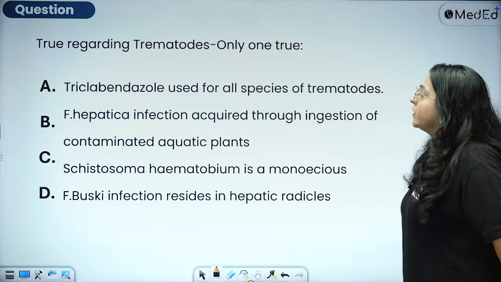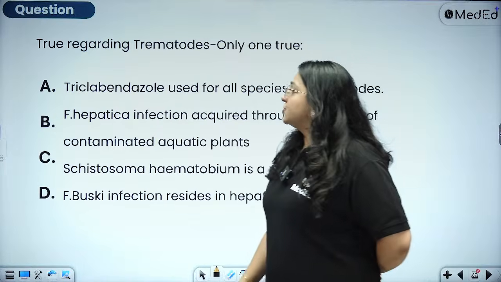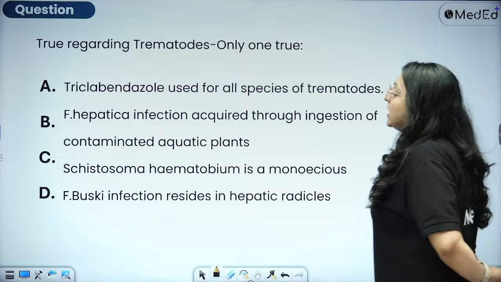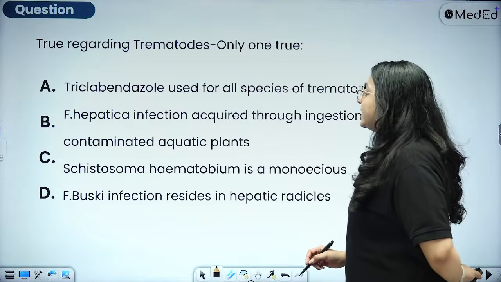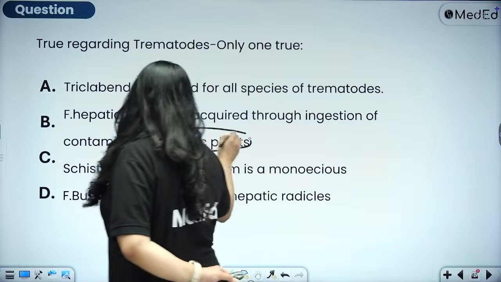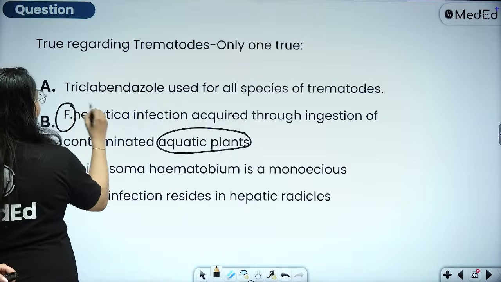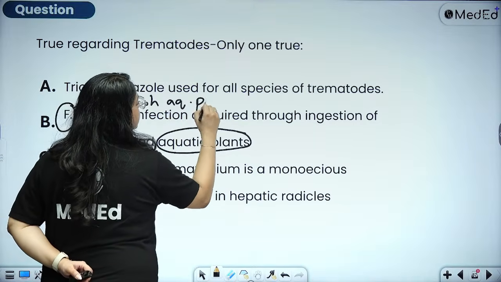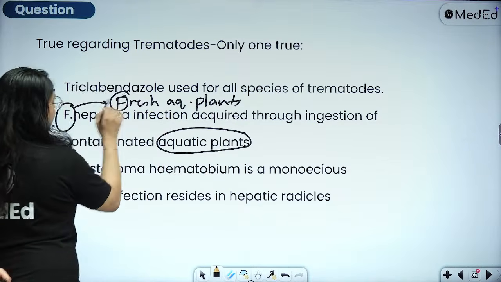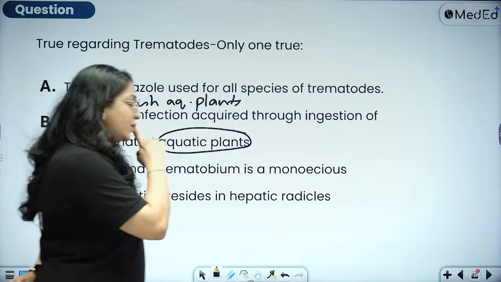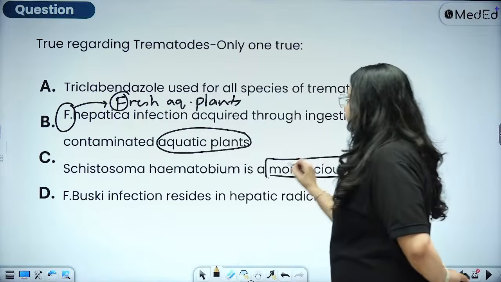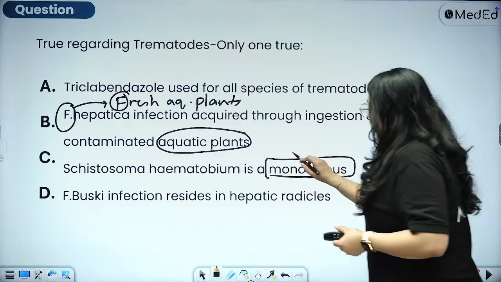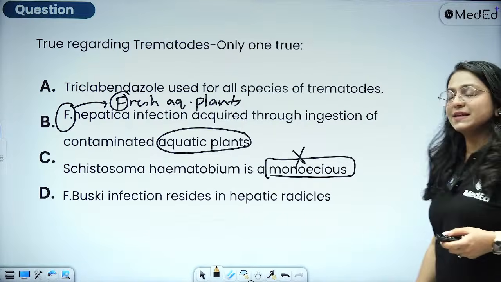Okay. True regarding trematodes. Only one is true. Triclabendazole is used for all species. Okay, I don't know. Fasciola hepatica acquired through ingestion of contaminated aquatic plants. Yes, this seems true because I have always said Fasciola means fresh plants. Fresh aquatic plants. So, F is F. This seems true to me. Schistosoma haematobium is monoecious. Is it monoecious? No. What is Schistosoma? Sexes are separate, right?